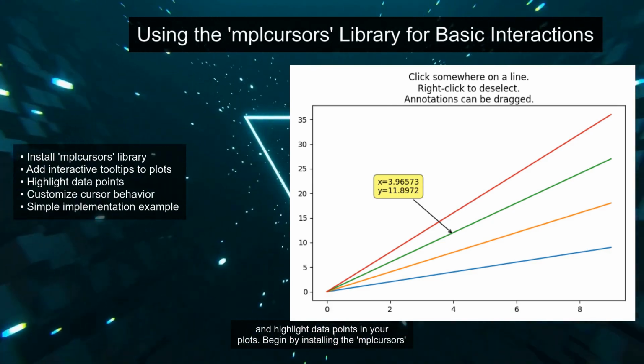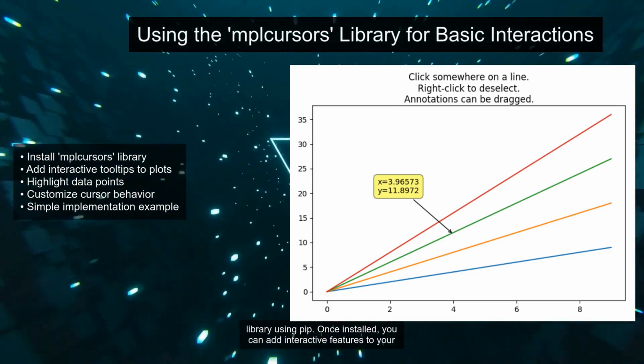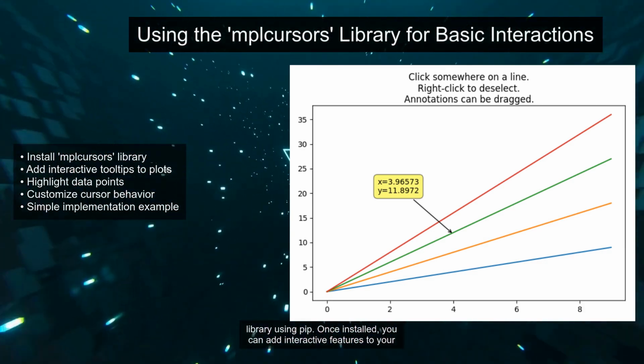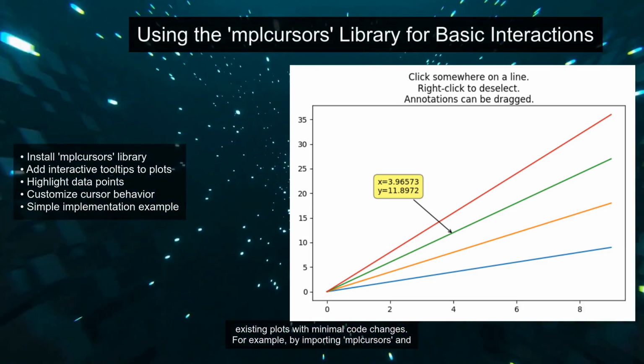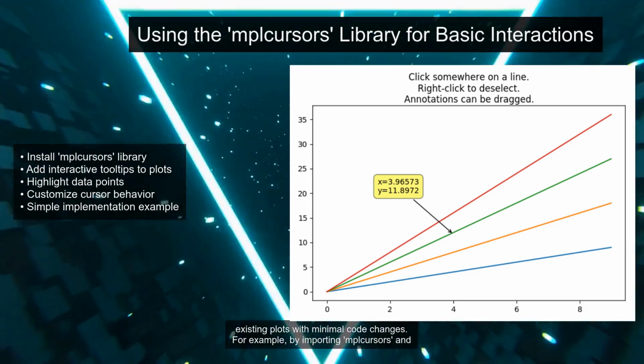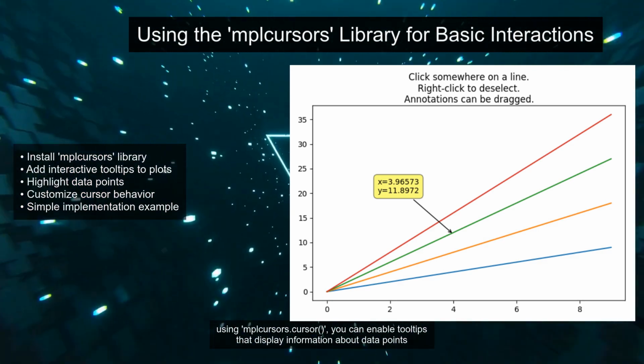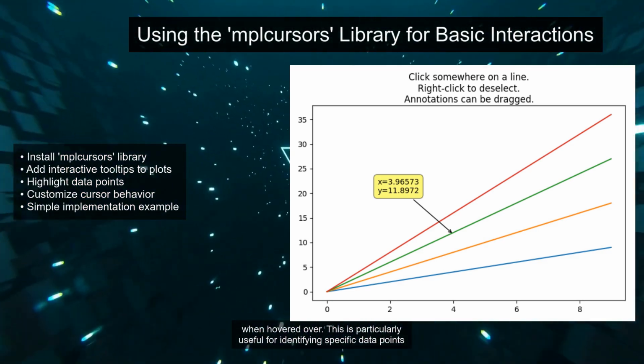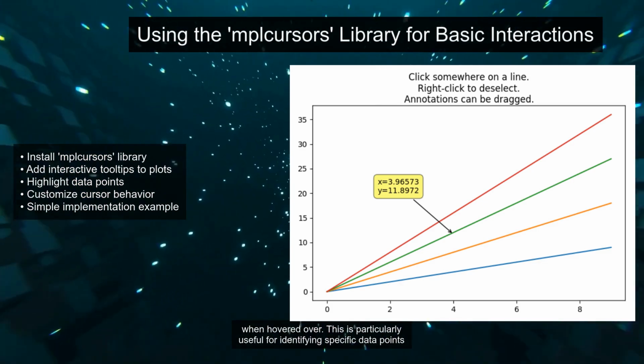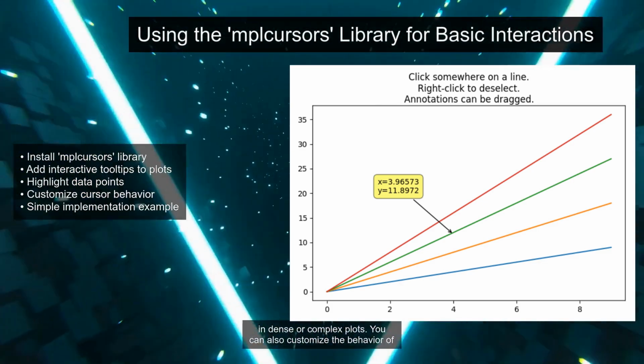mplcursors is a powerful library that allows you to add interactive tooltips and highlight data points in your plots. Begin by installing the mplcursors library using pip. Once installed, you can add interactive features to your existing plots with minimal code changes. For example, by importing mplcursors and using mplcursors.cursor, you can enable tooltips that display information about data points when hovered over. This is particularly useful for identifying specific data points in dense or complex plots.